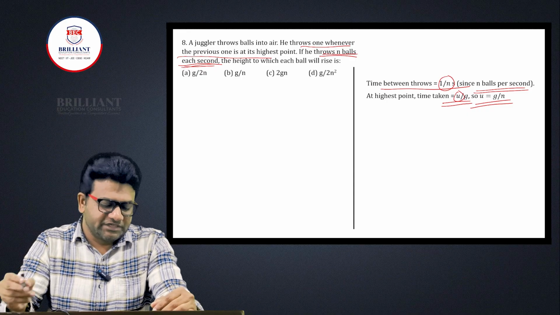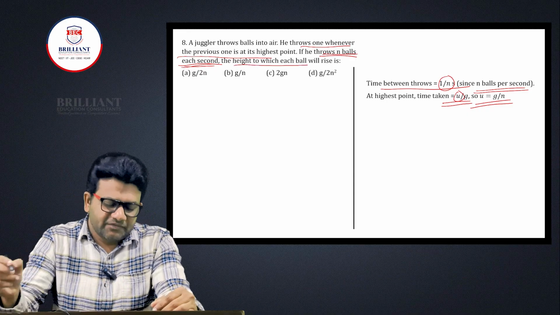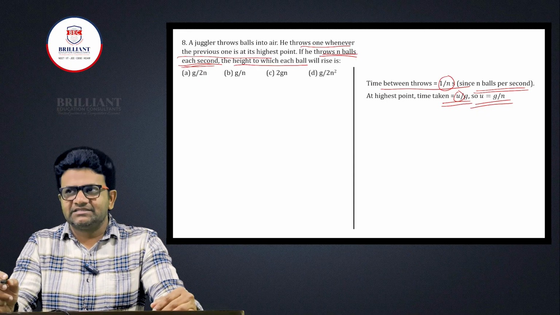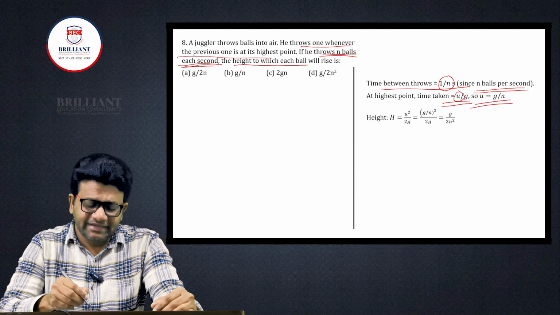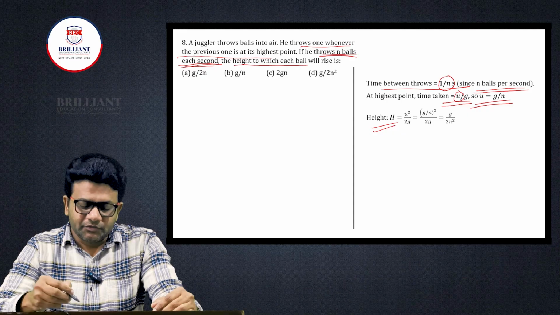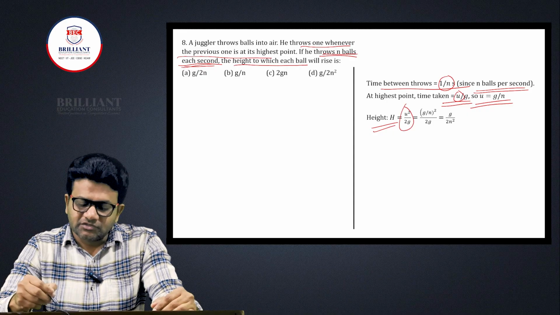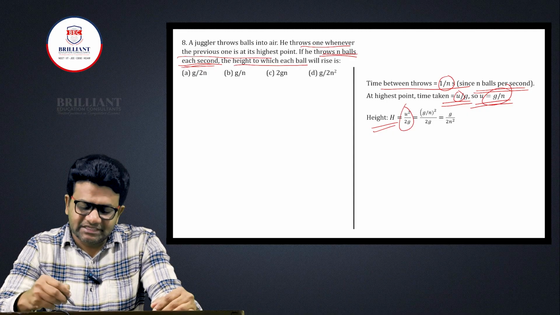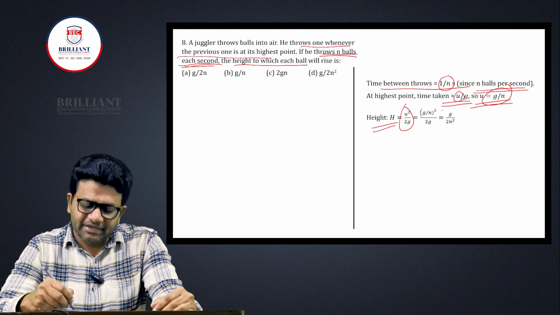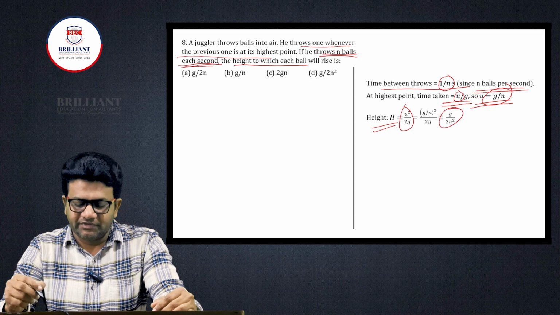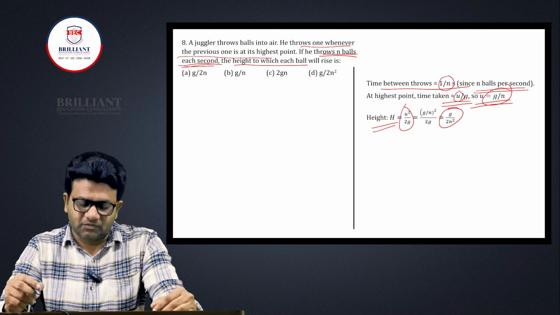Now we have to find out, in the question, the height to which each ball will rise. So height h is equal to, we know, u square by 2g. Substituting u as g by n, we get (g by n) square divided by 2g, so g square by n square by 2g. So we get g by 2n square.